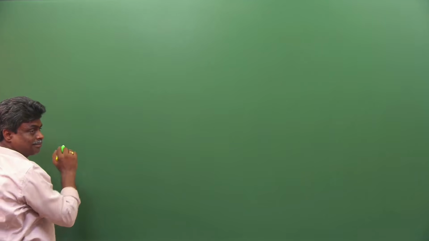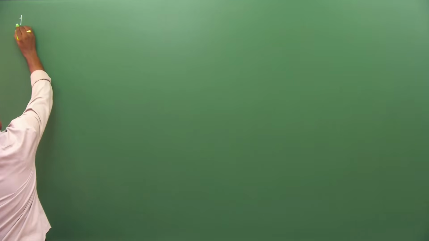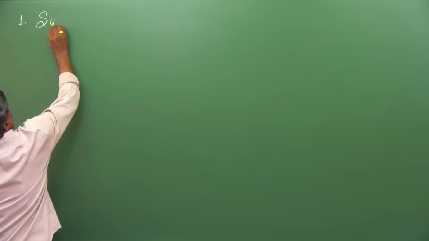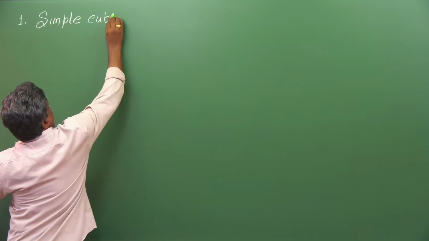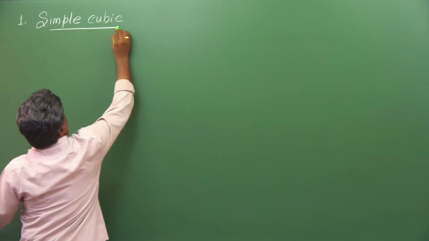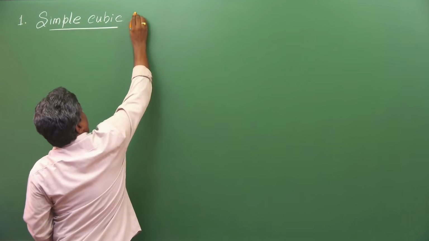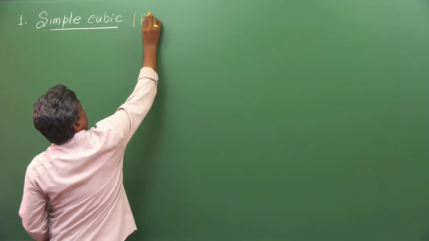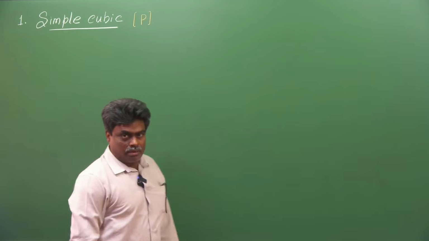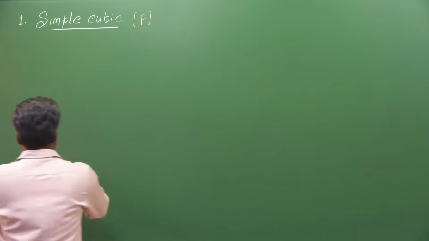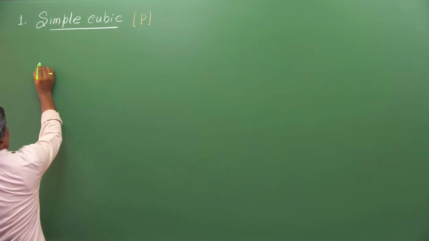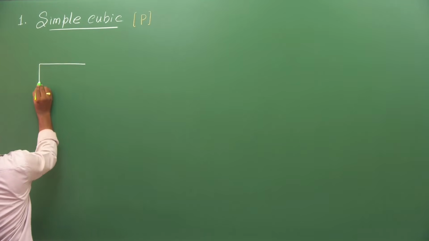Now first one, simple cubic. Let us discuss one by one. Simple cubic. So we have already given this notation. Simple cubic is represented by P, P for primitive. So what is this simple cubic? Now ready. So here we have, this is the simple cubic structure.